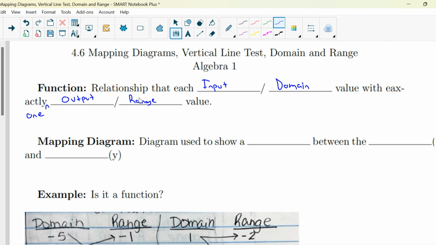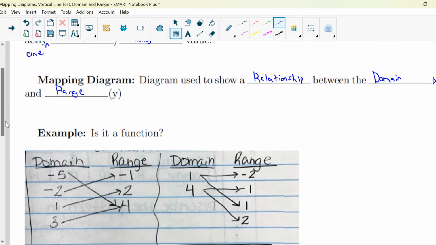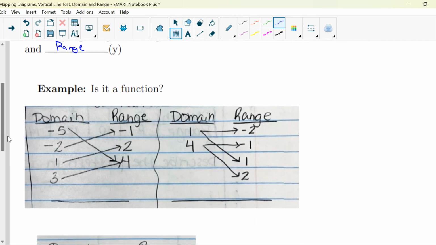So a mapping diagram is a diagram used to show a relationship between the domain, which this over here is supposed to say x, and the range, which is our y values, as I talked about before. Okay, so the first two examples here are mapping diagrams. And we're trying to analyze, is this a function?